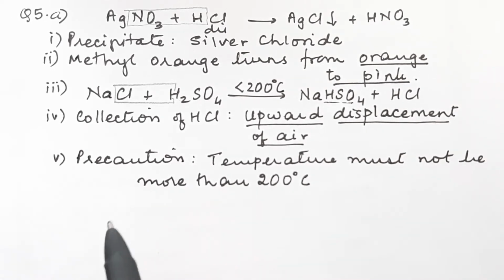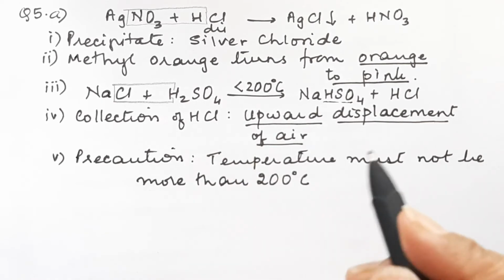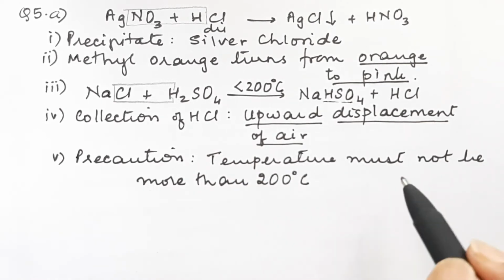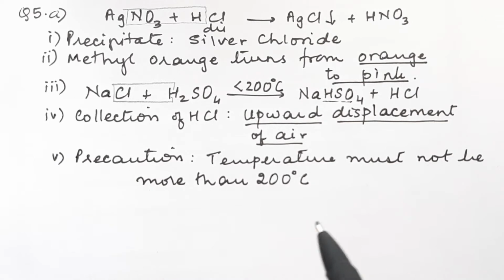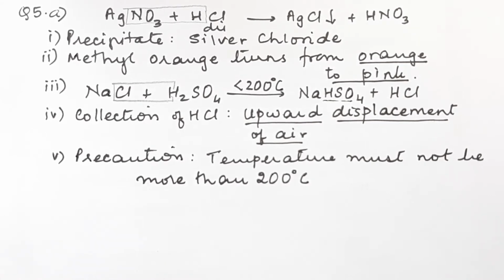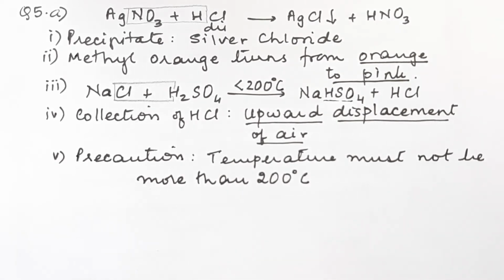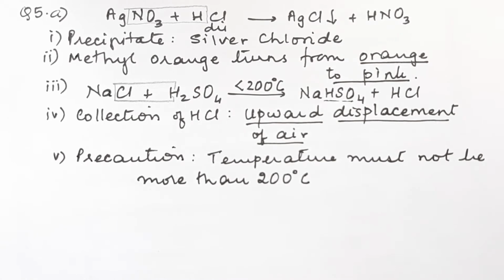And the fifth part asked us what is the precaution. So the precaution in this laboratory preparation is that temperature must not be more than 200 degrees C. And the other one is that the end of the thistle funnel should be right inside the acid. Otherwise the gas will escape from the thistle funnel. All right, so if they ask you two precautions, you can write the second precaution as that one. They asked you what is the precaution, this should be more than enough.